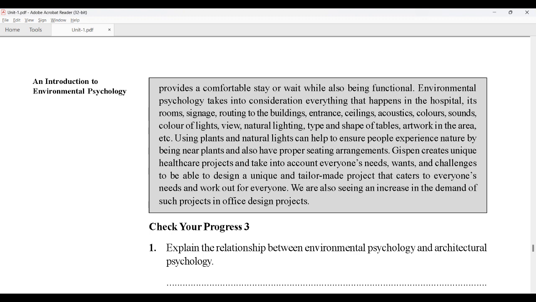Using plants and natural light can help to ensure people experience nature by being near plants and also have proper seating arrangements. Gisborne creates unique healthcare projects and takes into account everyone's needs, wants, and challenges to be able to design a unique and tailor-made project that caters to everyone's needs and works out for everyone. We are also seeing an increase in the demand for such projects in office design projects.